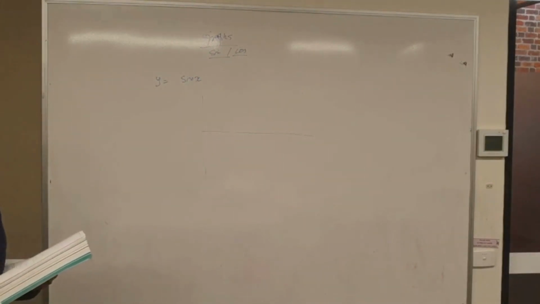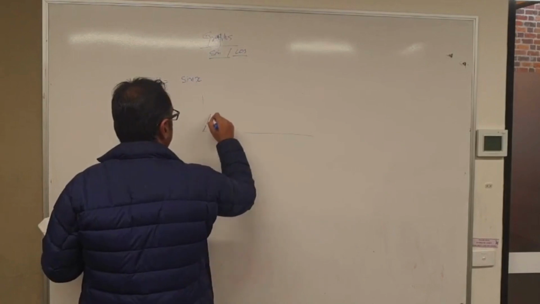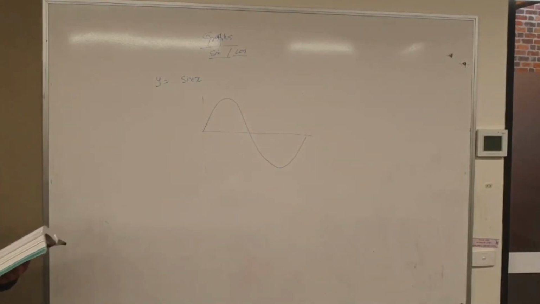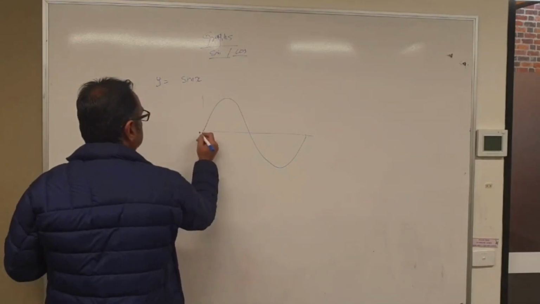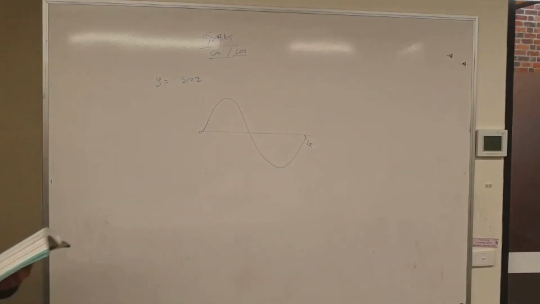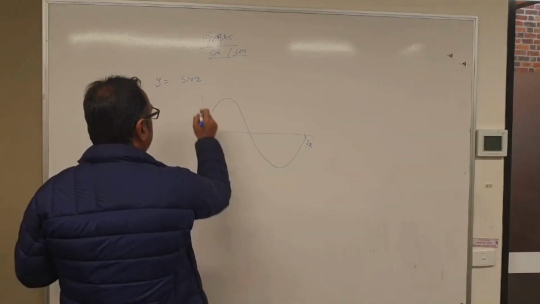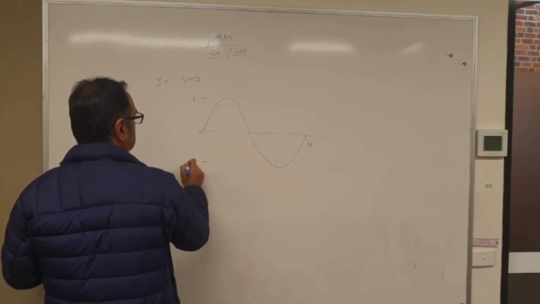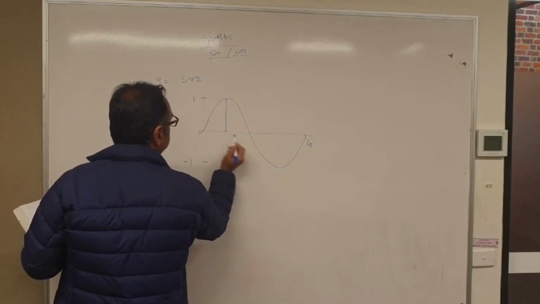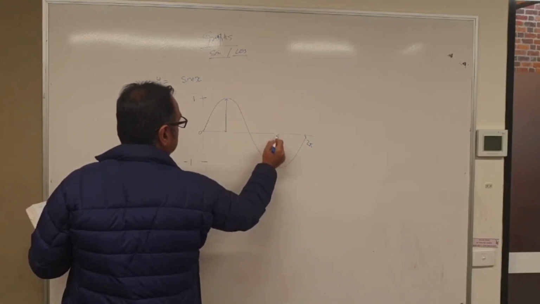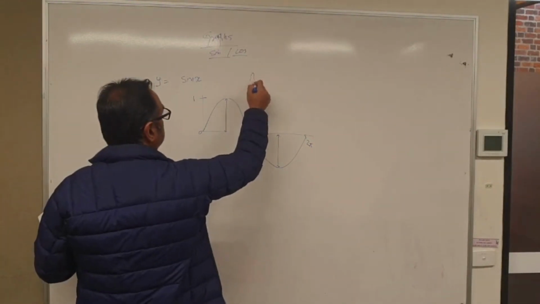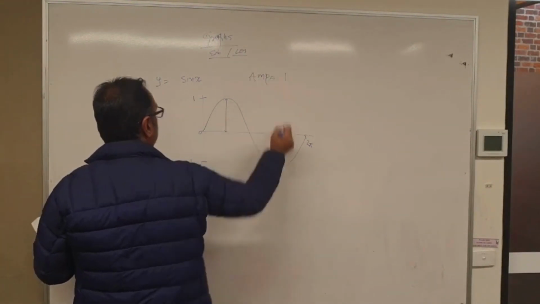Sine wave is a cyclic wave, crests and troughs, right? 0 and 2 pi. The amplitude means the height. Amplitude is the maximum height your graph's got. So that's the amplitude. So your amplitude is 1.